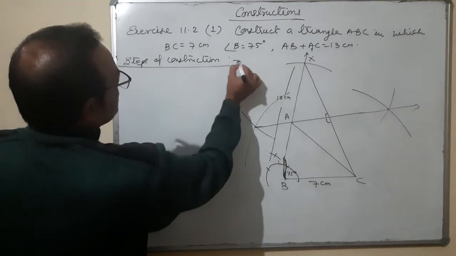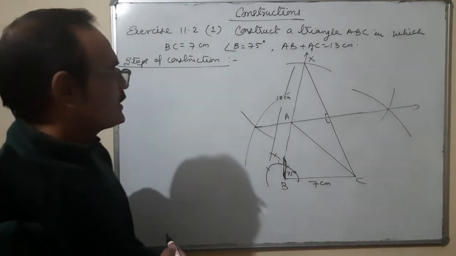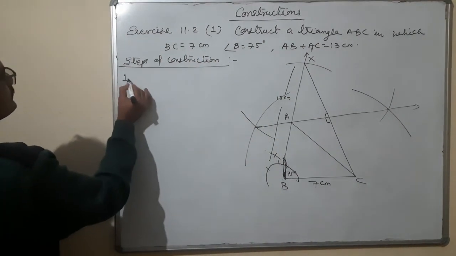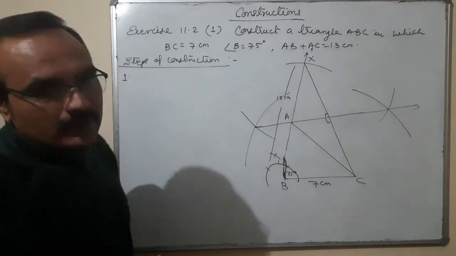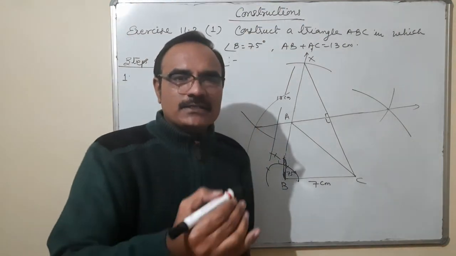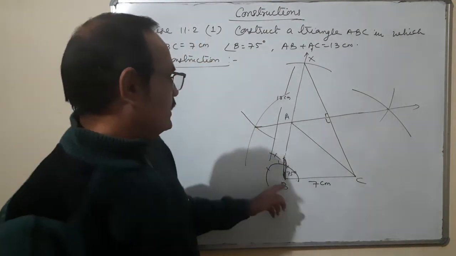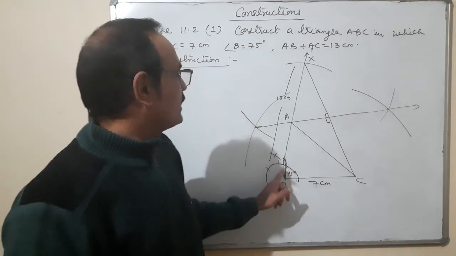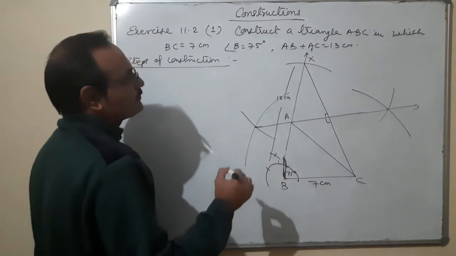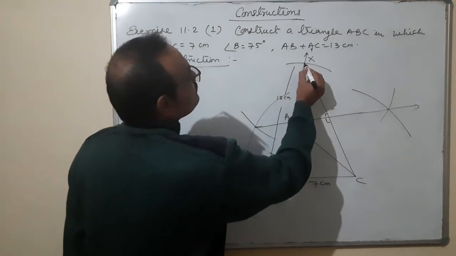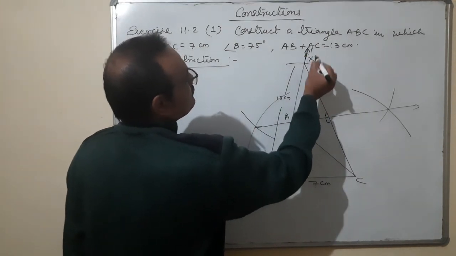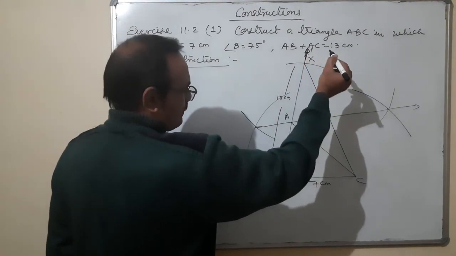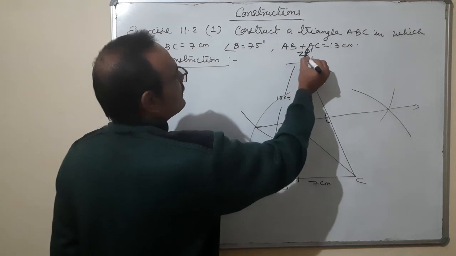In steps of construction, very short steps, I'll explain how to write it. Number one, what should be done? Whatever we have done, step by step we are writing. Number one, we have drawn side BC equal to 7 centimeter, making an angle, suppose here I am giving the name Z.